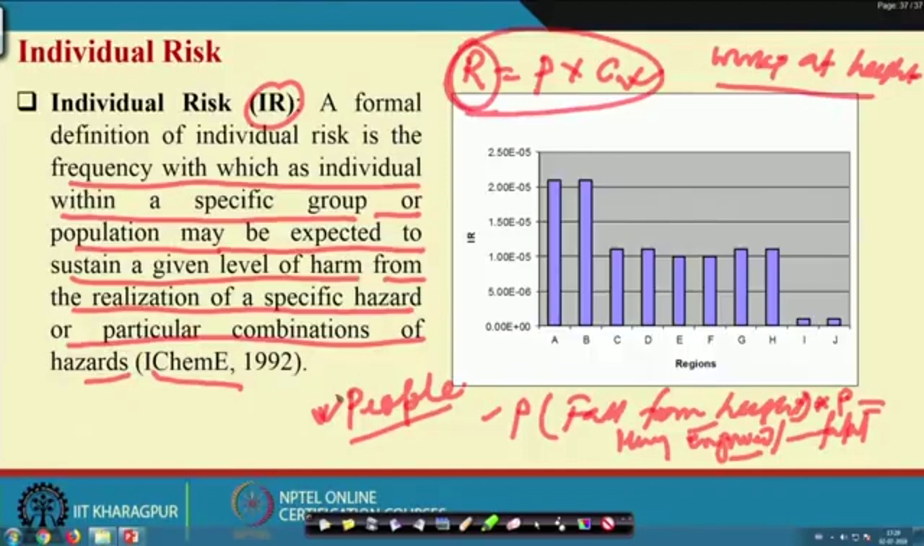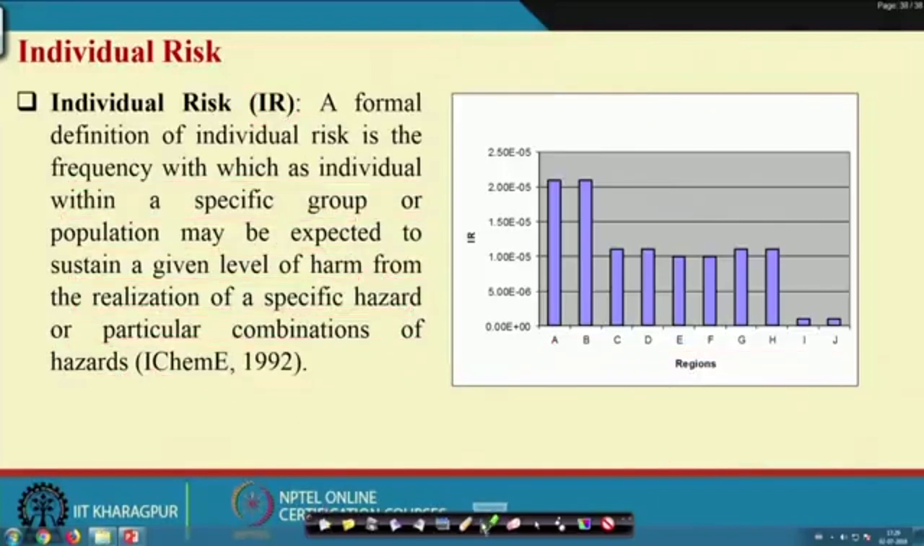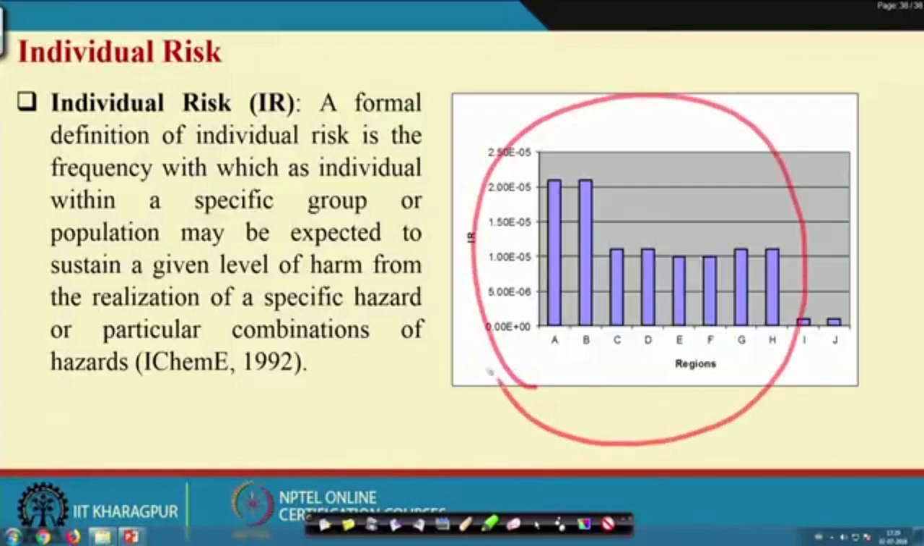So, suppose hypothetically you consider that in your plant there are different locations, A, B, C, D, E, F, G, H, I, J, or 1, 2, 3, 4, 5, 6, 7, 8, 9, 10, to which people are exposed. Suppose I draw the location chart here like this. In this way, A to J, 10 different locations are there.